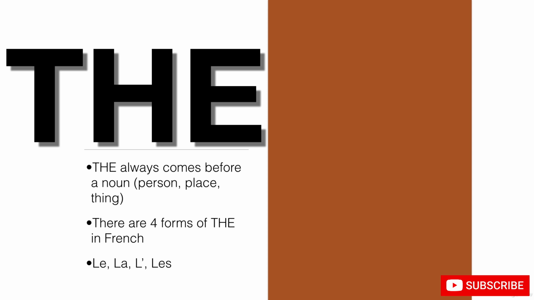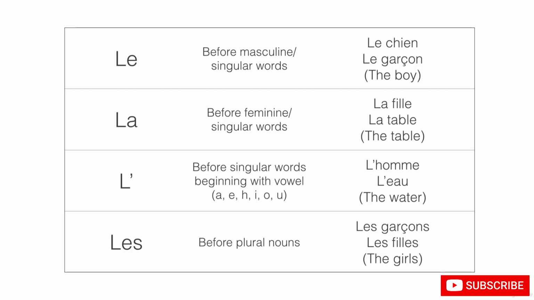So the in English and in French always comes before a noun, a noun being a person, place, or a thing. But in French, unfortunately, there are 4 forms of the, and I'll tell you why in a little bit, but these forms are le, la, l' with an apostrophe, les. So the 4 different forms are used in these different situations.